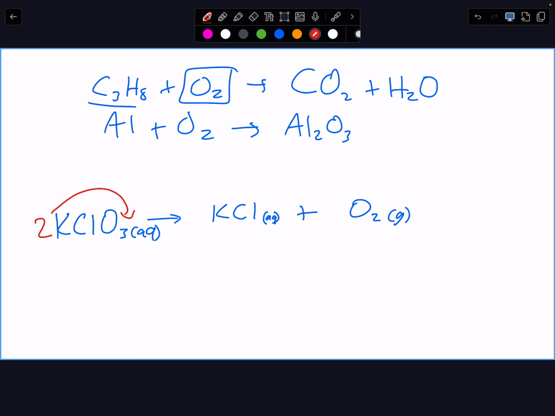That's going to make this become 6, so I can then make this become 6, right? But then this changes this. So I have to put 2 in front of K and Cl to fix that 2.